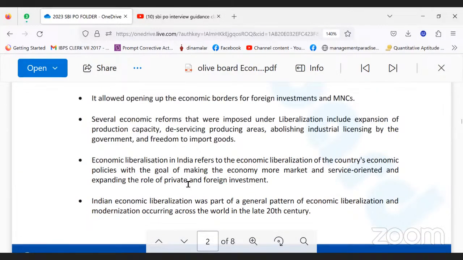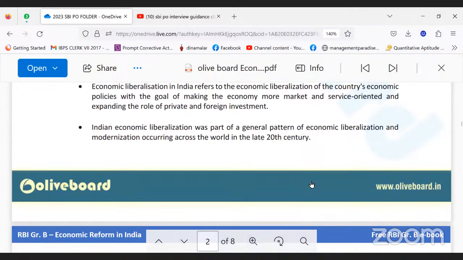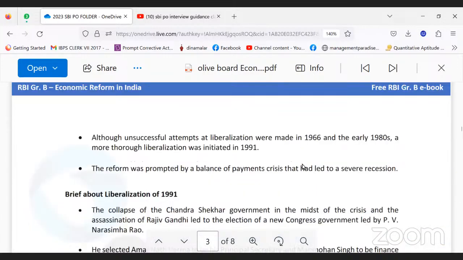Continue. Economic liberalization in India refers to the liberalization of the country's economic policies with the goal of making the economy more market and service oriented and expanding the role of private and foreign investment. Indian economic liberalization was part of a general pattern of economic liberalization and modernization occurring across the world in the late 20th century. Although unsuccessful attempts at liberalization were made in 1966 and the early 1980s, a more thorough liberalization was initiated in 1991. The reform was prompted by a balance of payments crisis that had led to a severe recession.